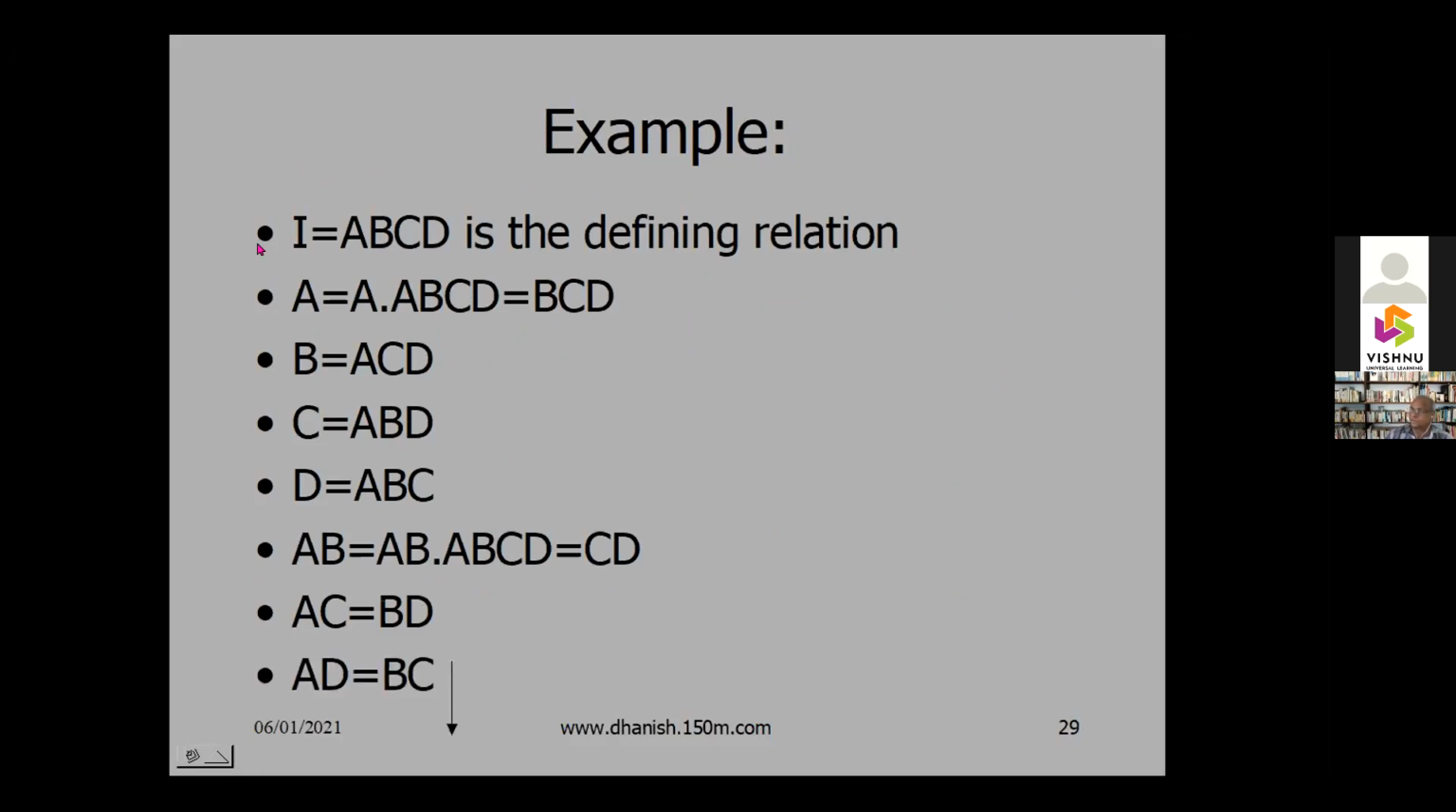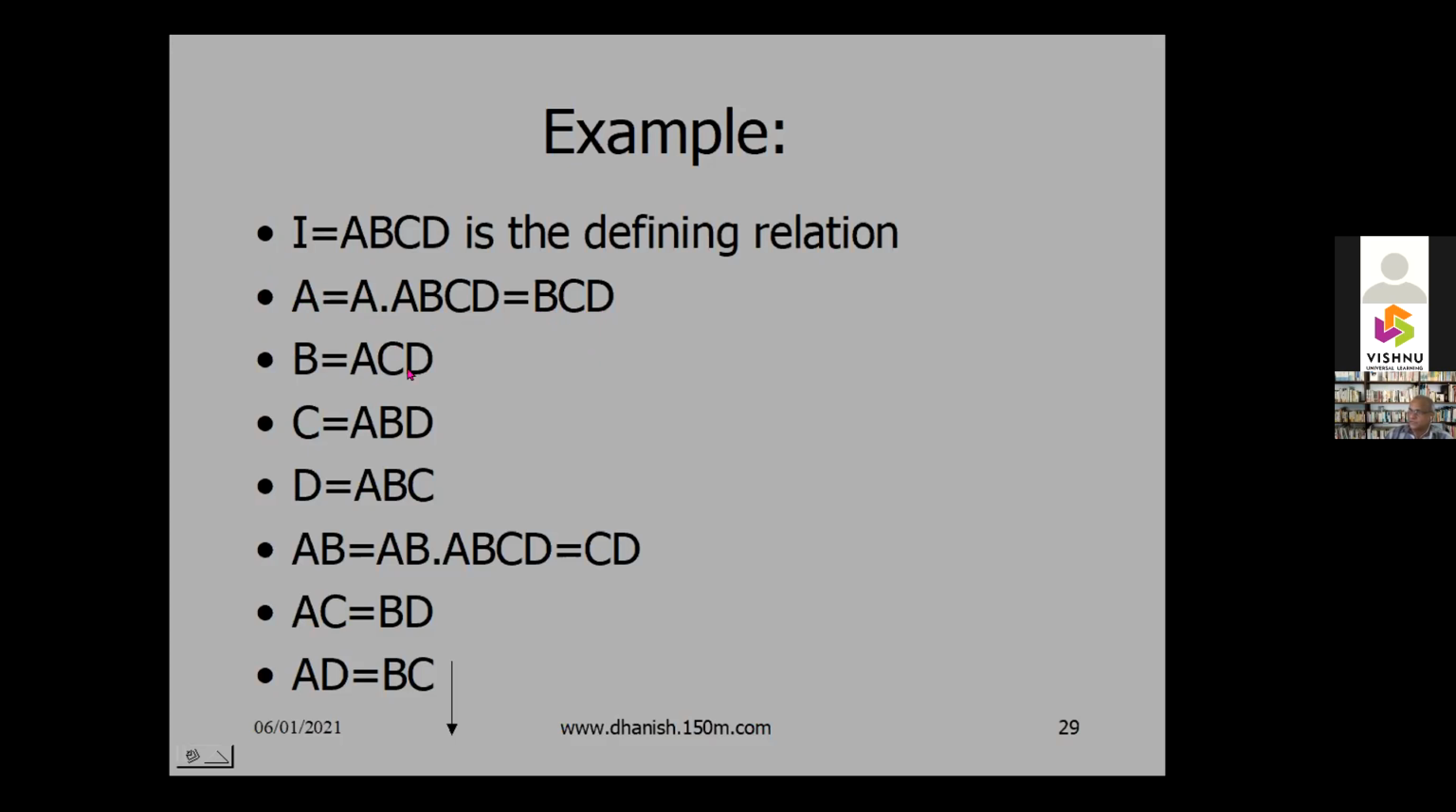So first, I equal to ABCD is the defining relation. For each design, how you start the design is based on a defining relation. And these are the aliased variables. So A is aliased with BCD. That means we cannot identify whether the effect of A is due to A or due to BCD. Both the interaction ABCD and A are aliased.